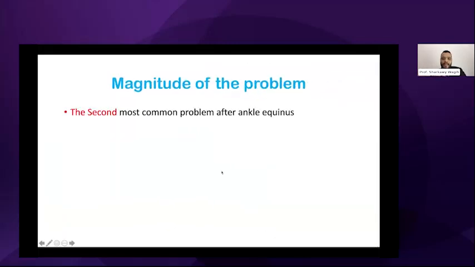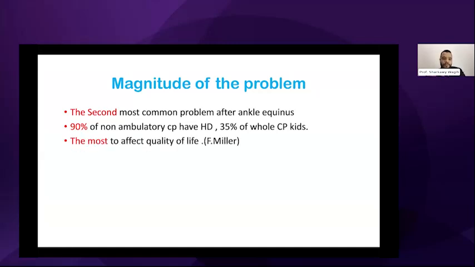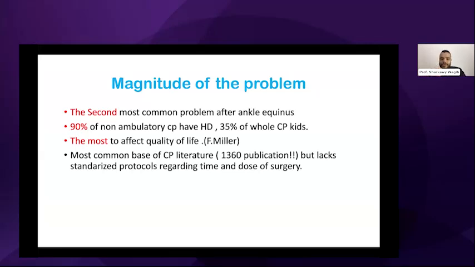Magnitude is a problem. CP hip problems are the second most common after ankle equinus. Ninety percent, 9 of every 10 non-ambulatory CP patients, have hip dysplasia and hip displacement. One third of all CP kids have some hip problem at any age. The hip affects quality of life the most, unlike the ankle and the knee. It is the most common topic in CP literature, with 1,360 publications, and still we don't have a standard protocol regarding the time and dose of surgery.